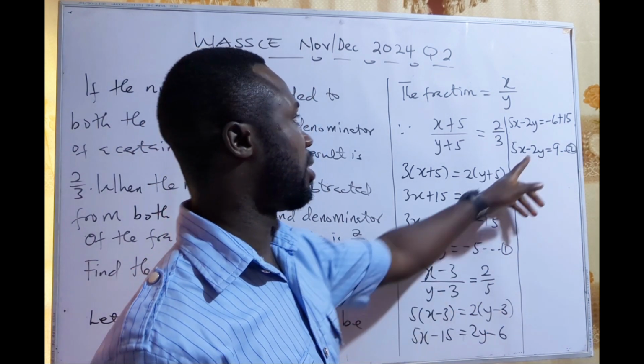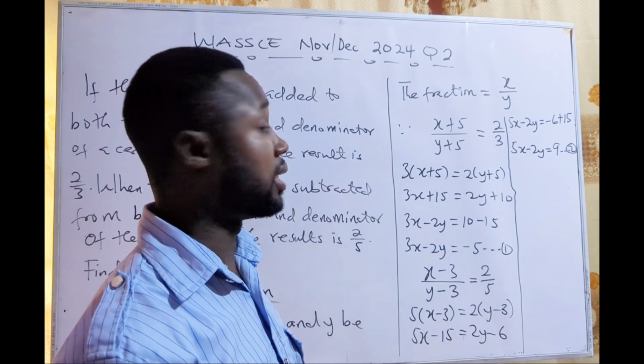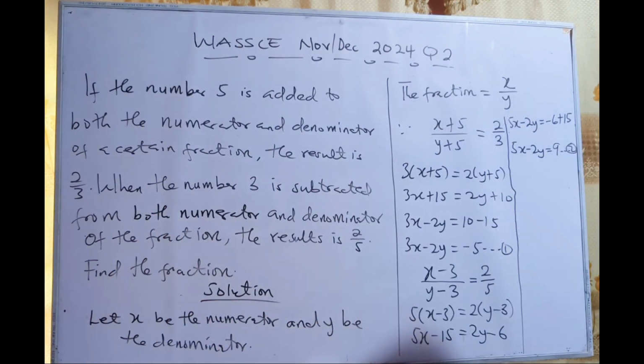That is minus 2 here, minus 2 here. So we can use the elimination method. That will be simple. Since they are all negative, what can we do so that we can eliminate? It means that we have to subtract. So we will subtract one of the equations from the other.